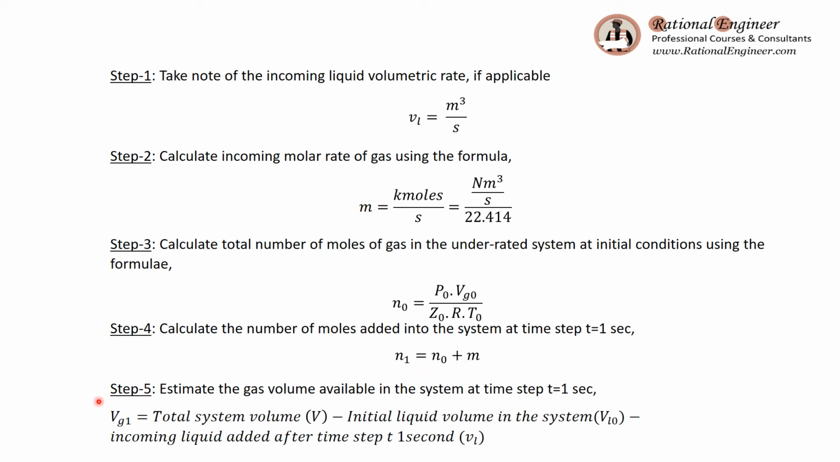In step 5, we estimate the gas volume in the system at time step t equal to 1. So the volume of gas in the system is the total system volume minus the initial liquid volume in the system minus any additional incoming liquid which was added at time step t equal to 1 second, which was based on this incoming rate. In case the incoming fluid is gas only, then this becomes 0.